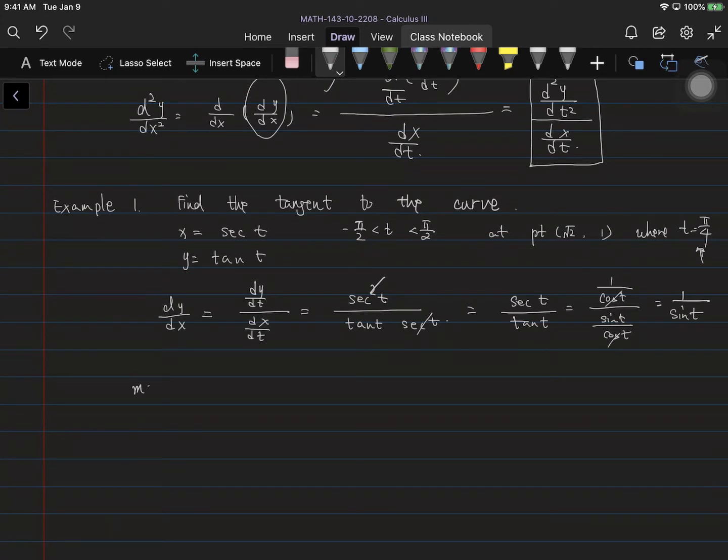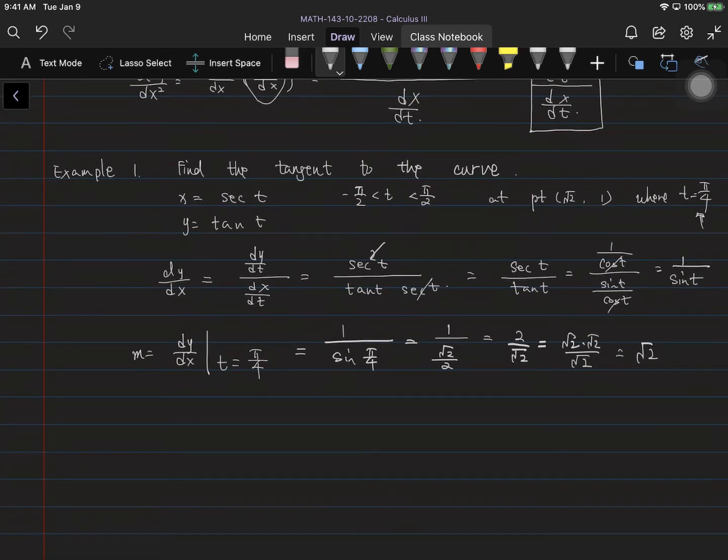So what's the slope? The slope is dy/dx, the derivative, when t is pi over 4. Now we just plug t equals pi over 4 into our derivative. So sine pi over 4, which is root 2 over 2. To simplify, this is 2 over root 2, and the 2 is actually root 2 times root 2 over root 2. So it's just the square root of 2. That is the slope of the tangent.